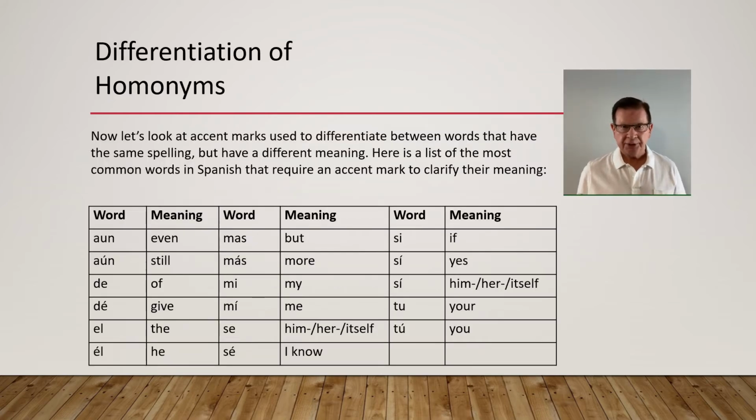Differentiation of homonyms. Now let's look at accent marks used to differentiate between words that have the same spelling but have a different meaning. Here is a list of the most common words in Spanish that require an accent mark to clarify their meaning. I won't read these words out to you, but you can pause this video to take a look.